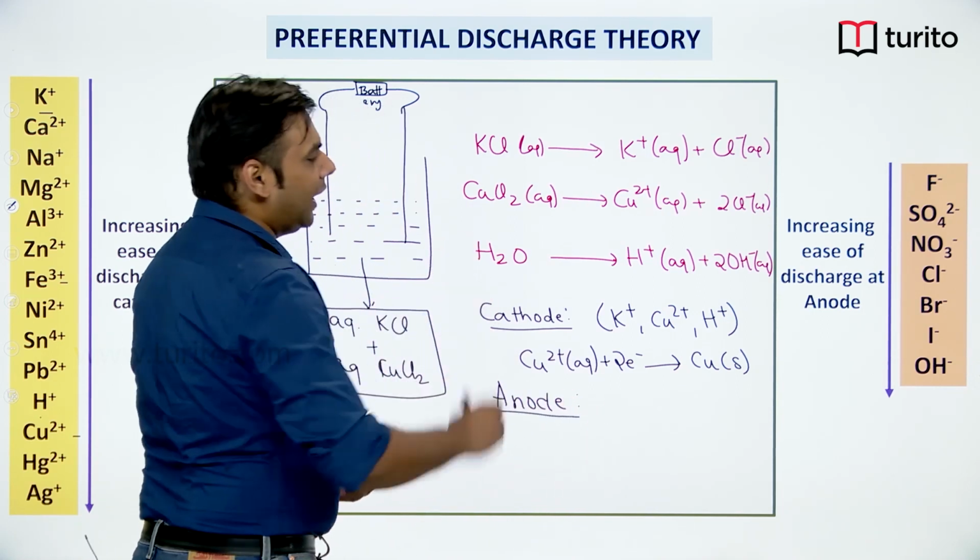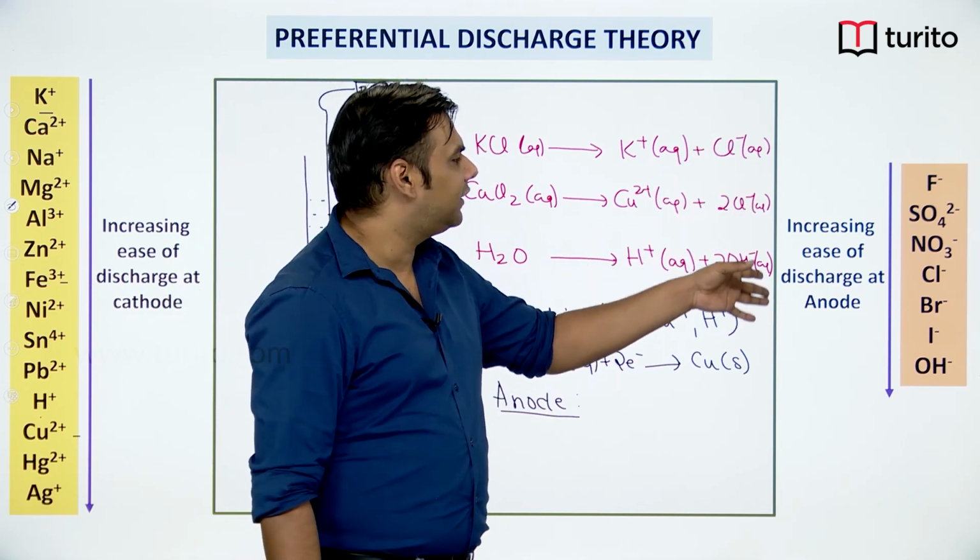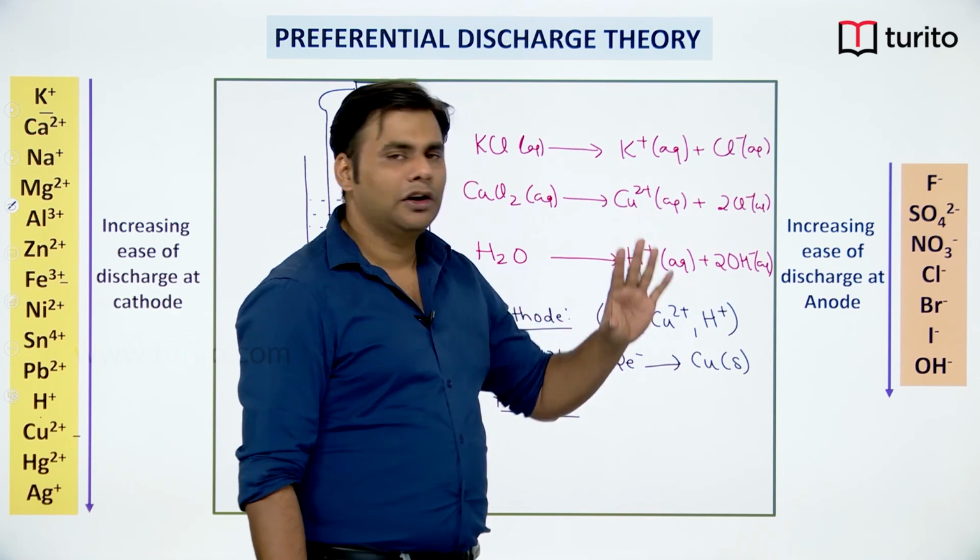what would happen at the anode? We know that at the anode there are only two ions that are competing, one is Cl negative and the other is OH negative.